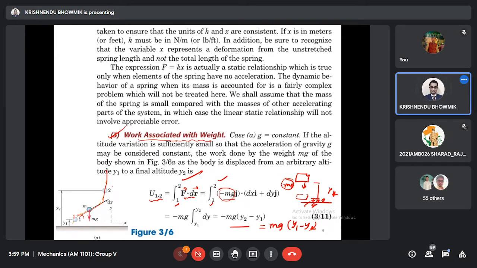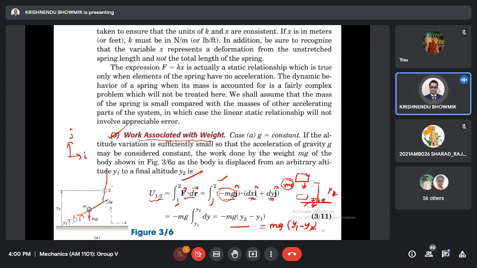Work done, why? Because when you are moving against gravity, it is negative work, so it is minus mg. Here i and j are the unit vectors along x and y respectively. So mg multiplied by the unit vector dot dx i plus dy j, because movement is in both directions, dx and dy.